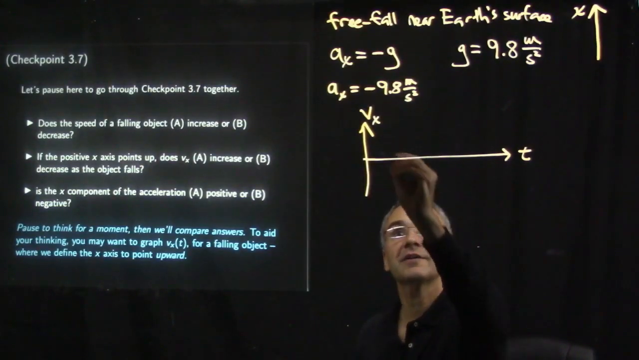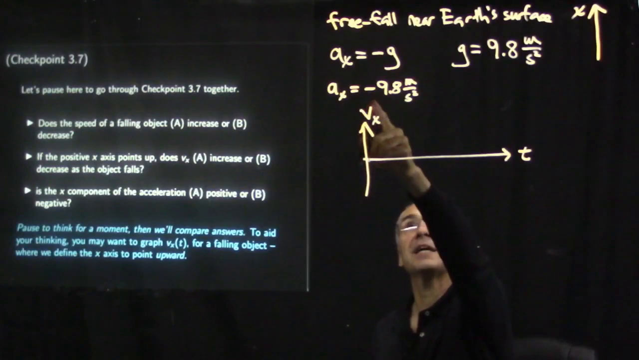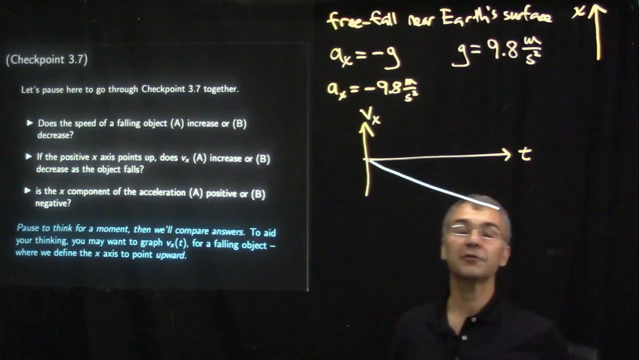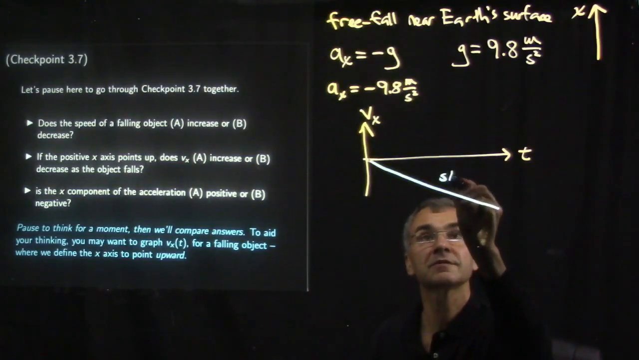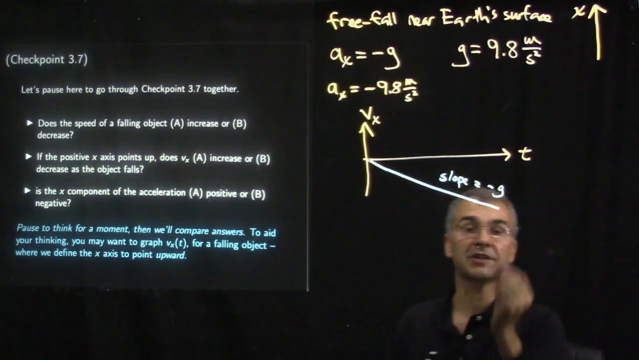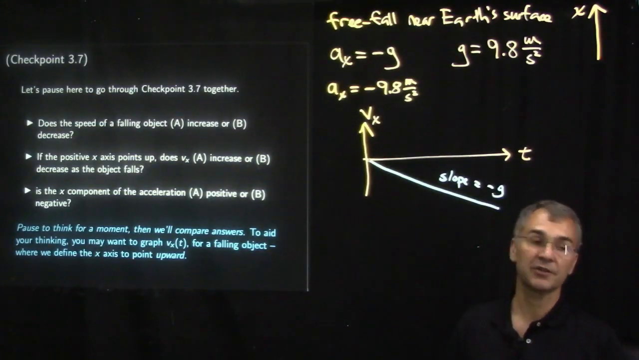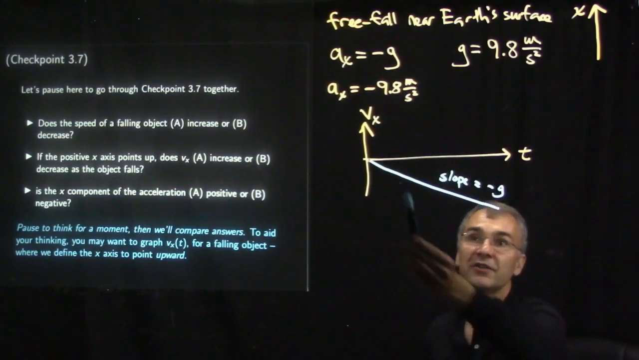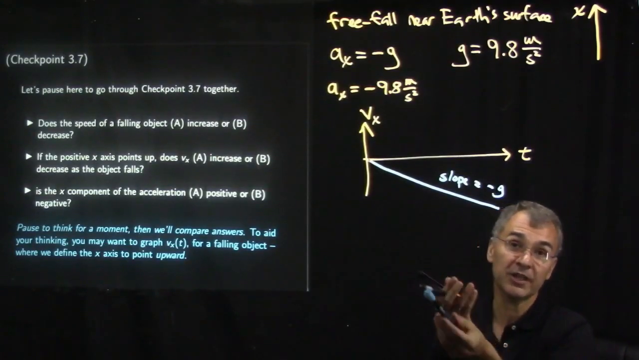When I first release it, its speed is 0. And then because a sub x is minus g, v sub x starts out at 0 and then becomes more and more negative over time. And this slope is minus g. So the slope is minus 9.8 meters per second squared. You see, the vertical axis here is velocity, measured in units of meters per second, and plotted as a function of time. Its slope with respect to time is meters per second per second, because it's how many meters per second I change per second.